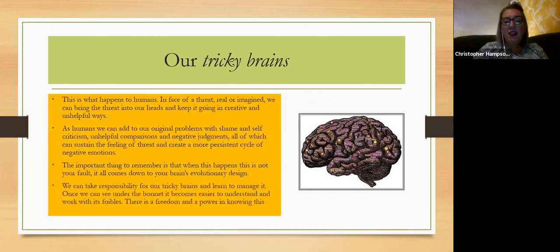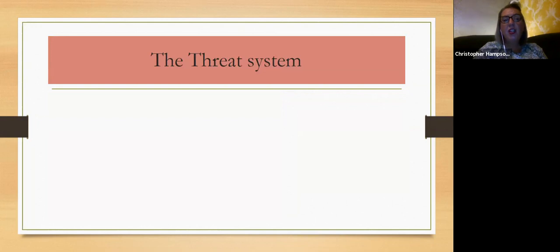We can take responsibility for our tricky brains and learn to manage them. Once we can see under the bonnet, it becomes easier to understand and work with it. There is a freedom and a power in knowing this. So we're going to look now at the threat system. Our tricky brains are designed to live in the threat system.